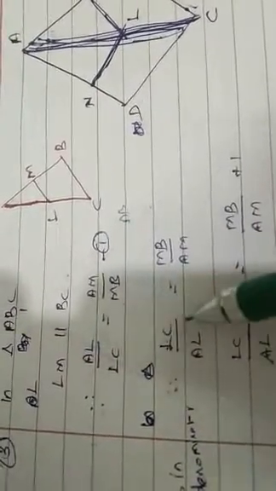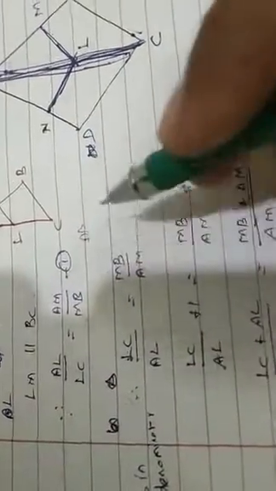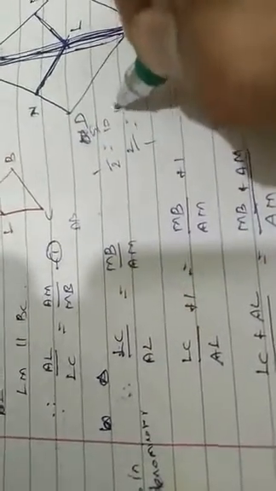Okay. So now, why do we need to take the reciprocal? Only then is the addition possible in the denominator. Okay. Now add plus 1. First take the reciprocal: LC divided by AL, MB divided by AM. Already we know that 1 by 2 equals 5 by 10. After taking the reciprocal, 2 by 1 equals 10 by 5.